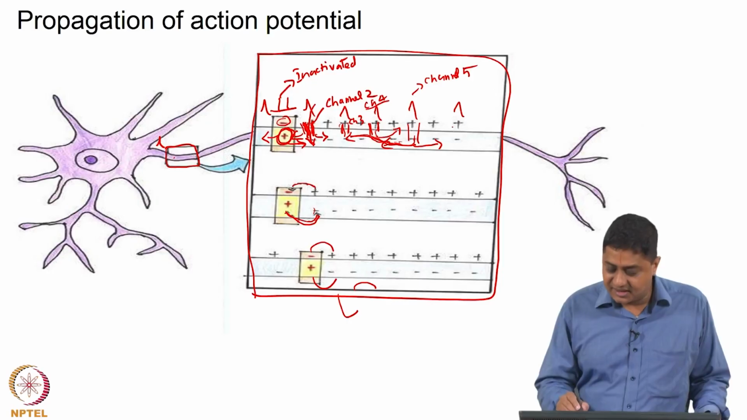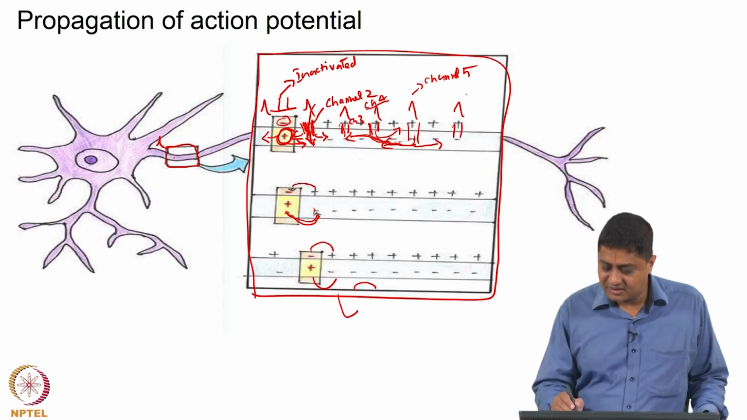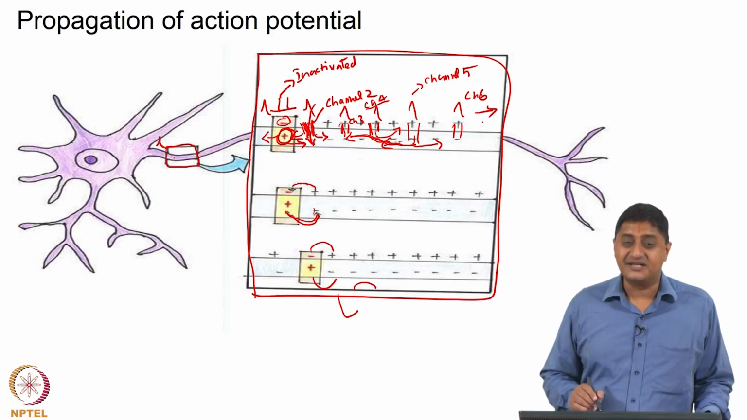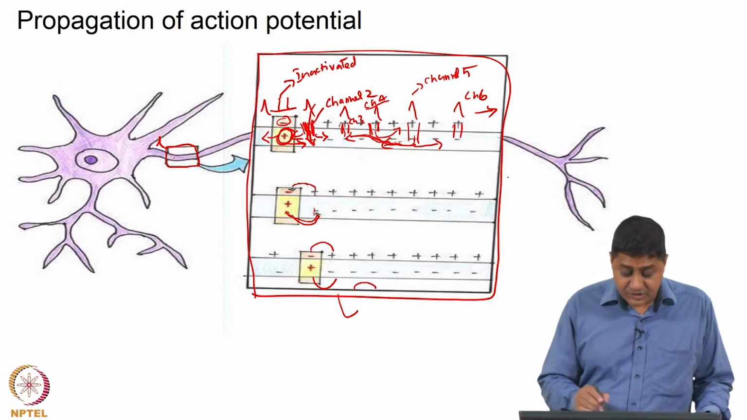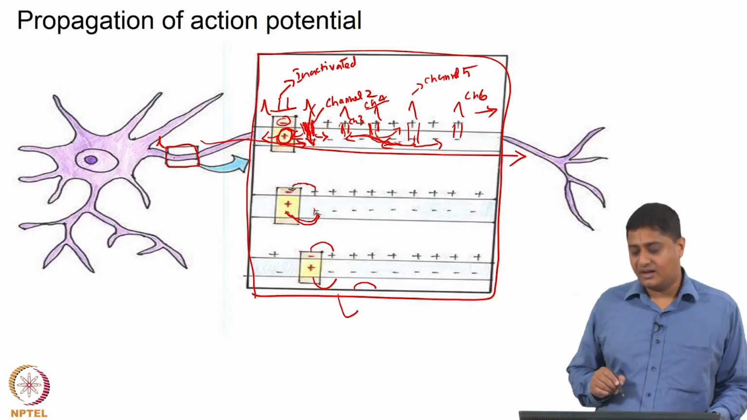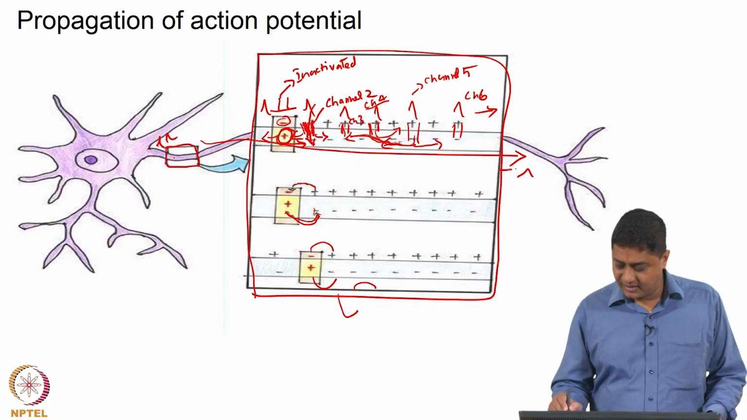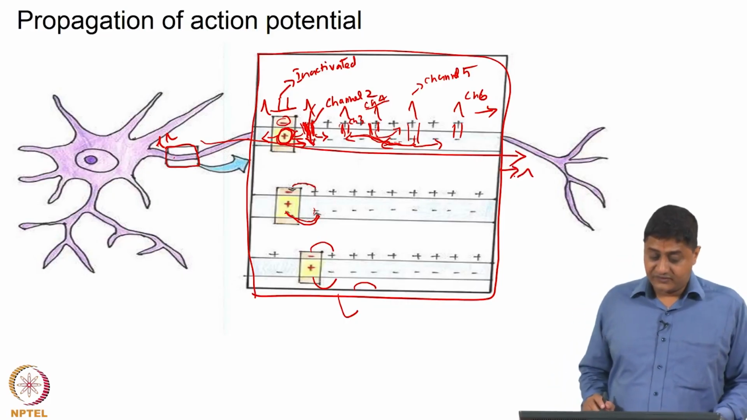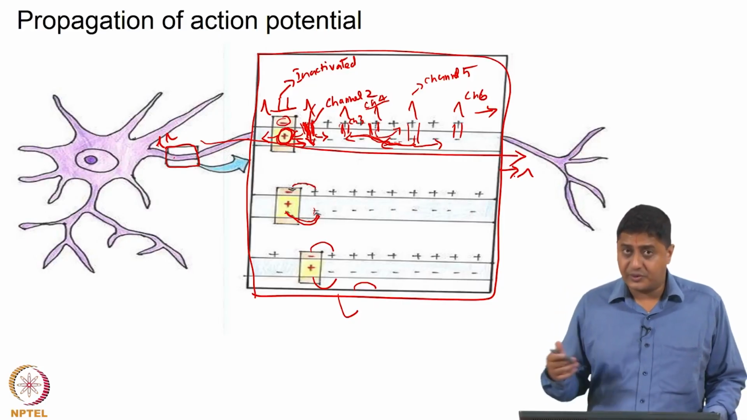Then the only channel that will get depolarized due to the sodium entering is the channel in that direction, which is basically channel 6, and so on and so forth, which is why action potential is usually unidirectional. It usually travels from that point to that point in that direction, right. So, this is how action potential travels from one point to another.